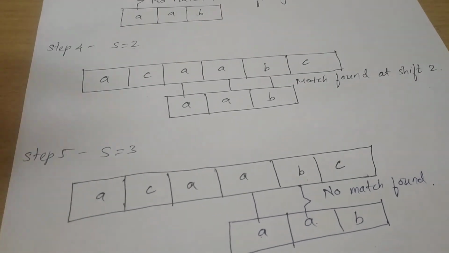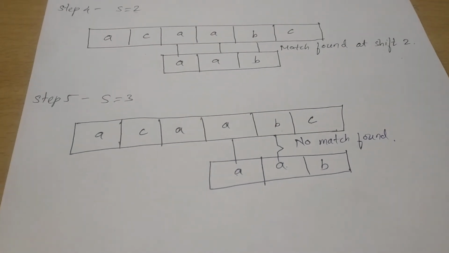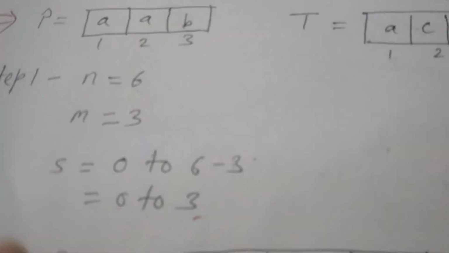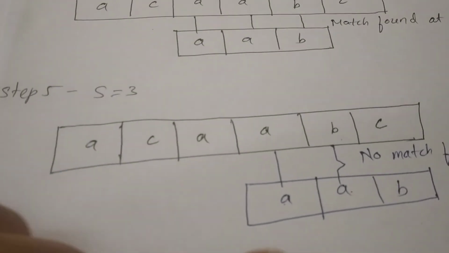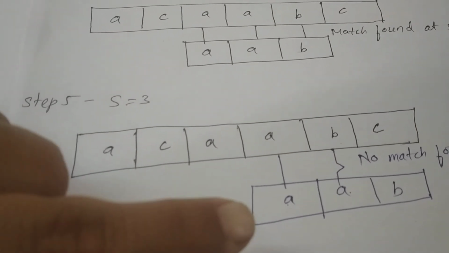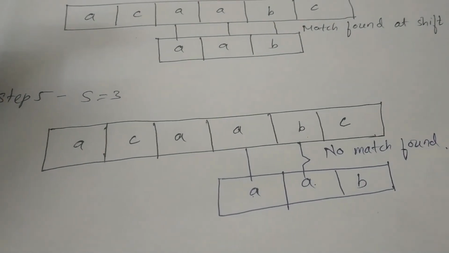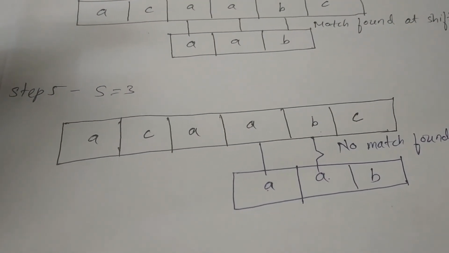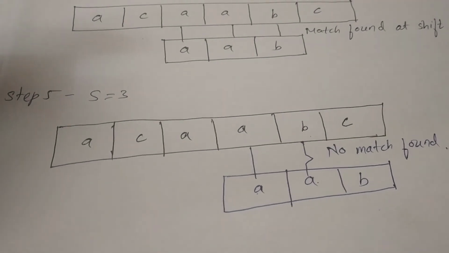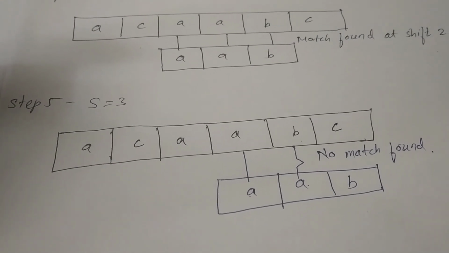Next is s equal to 3. We have to perform the shift operation again, since our shifts range from 0 to 3. Here we have shifted the pattern by 3. The first alphabet matches, the second does not, so no match is found, and here we stop. So we performed shifts 0 to 3, and we found the pattern only once in the text. Thank you.